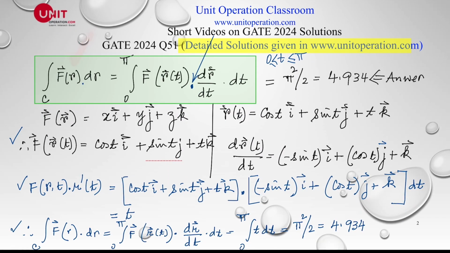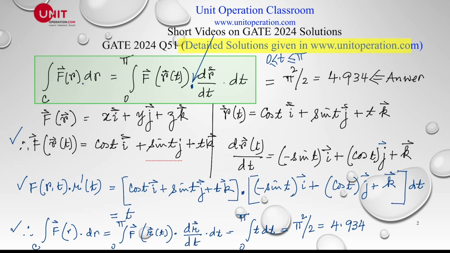This is a very standard formula, with the dot product. Between the limits 0 to pi, this is the function, and we have to take the derivative of the path function, dr/dt. That is by definition, and the details are given on my website. So this is like x, and this is like z. So F(r(t)) would be equal to: in place of x we write cos t, in place of y we write sin t, and in place of z we write t.